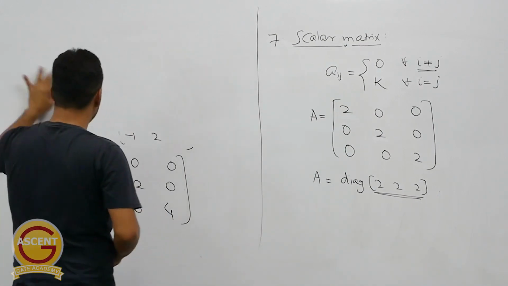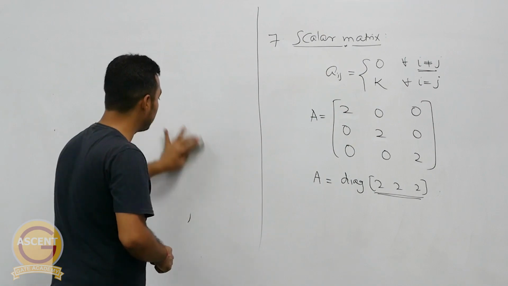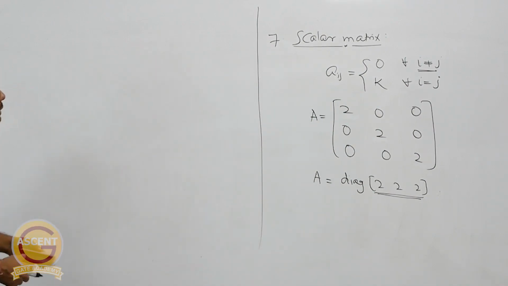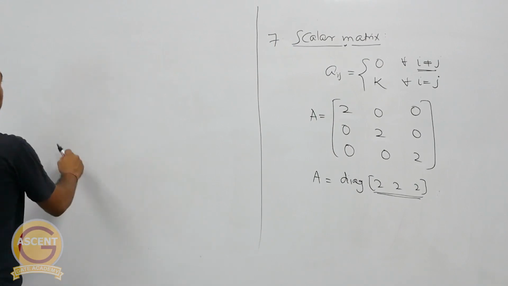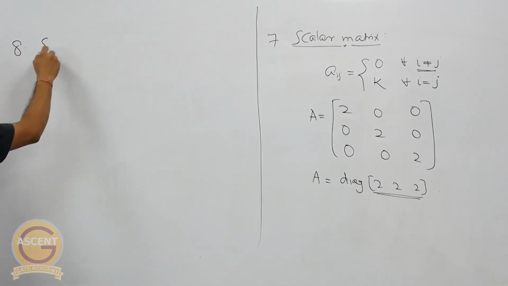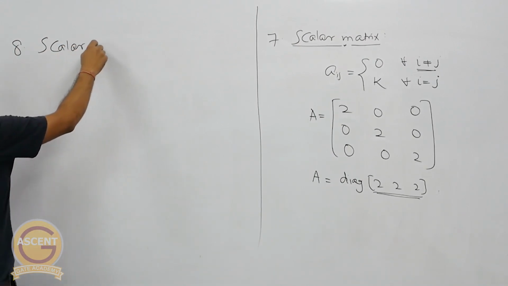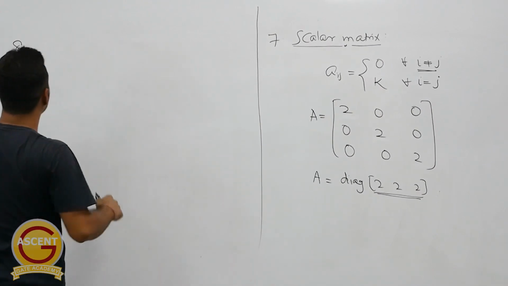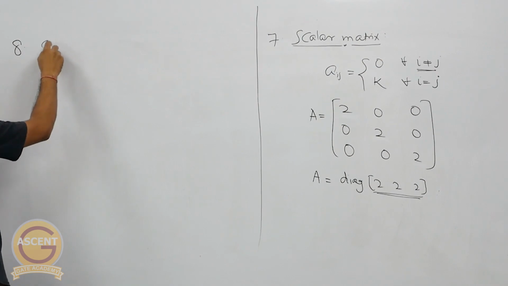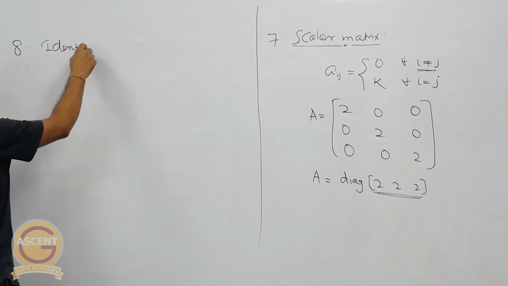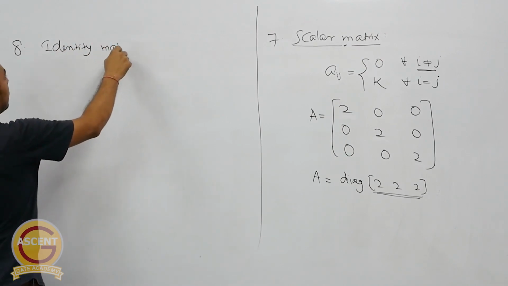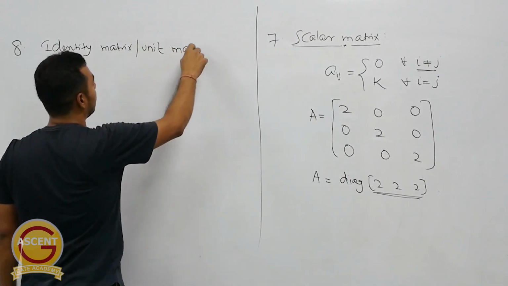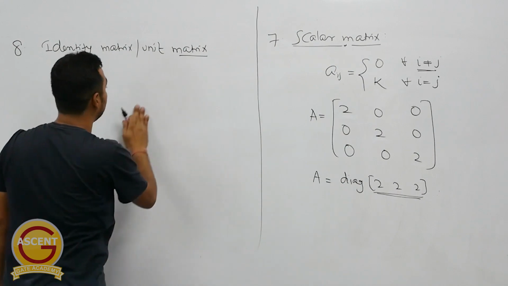Now next is identity matrix. We have 3 other types of matrices: identity matrix, and then we'll talk about triangular matrices, lower triangular and upper triangular. Sorry, a scalar matrix we have already covered. So number 8 is identity matrix. Now identity matrix or unit matrix, these two are the same thing. Either you can write identity matrix or unit matrix.